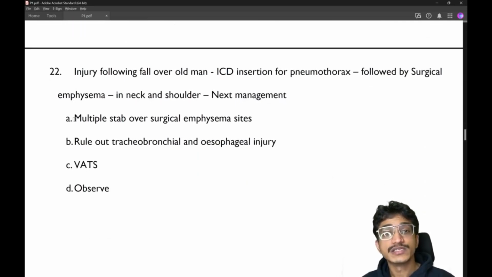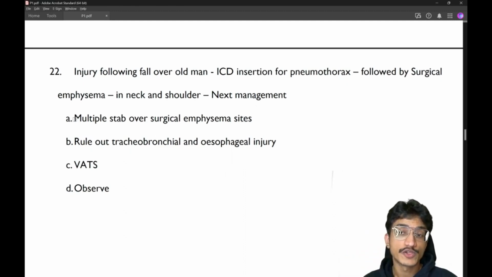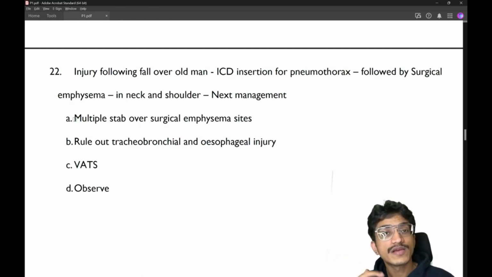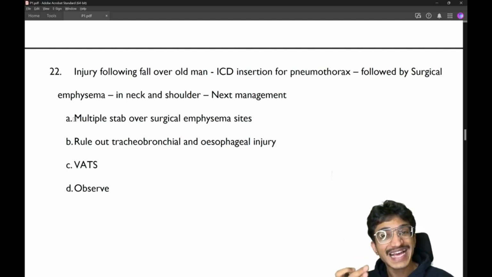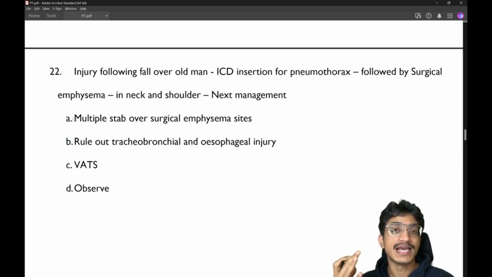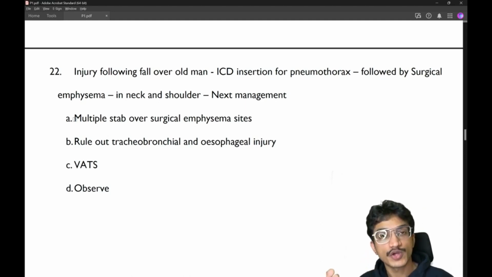Coming to a patient with surgical emphysema, the scenario given was an injury following a wall which has fallen over an old man. An ICD has been inserted for pneumothorax, with surgical emphysema in the region of the neck and shoulder. They have not mentioned the clinical stability of the patient, whether unstable or stable, which according to me should have been given. They should also have mentioned whether the ICD is blocked or draining with an air leak, because pneumothorax is there.